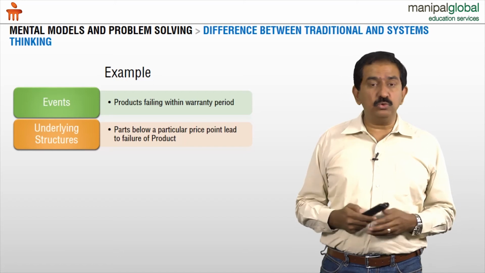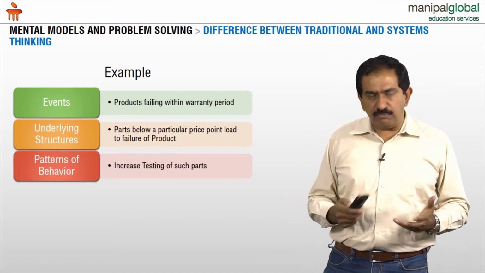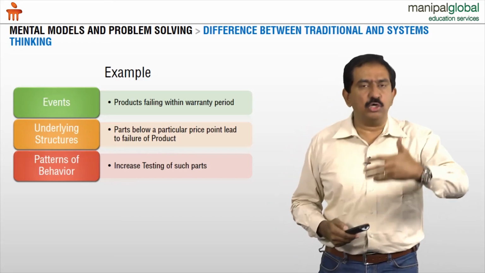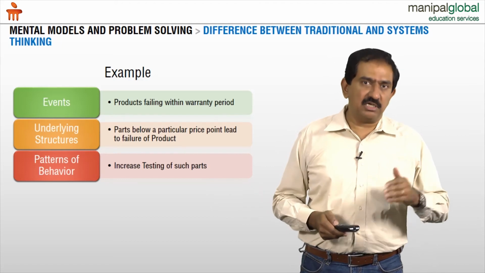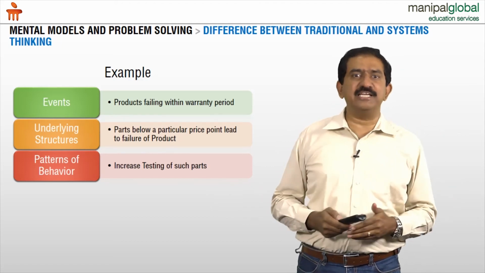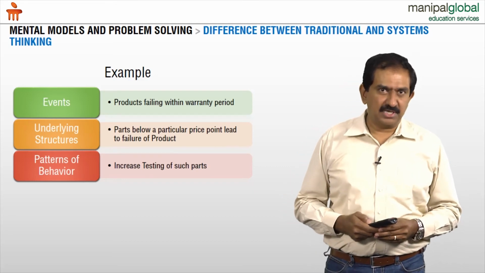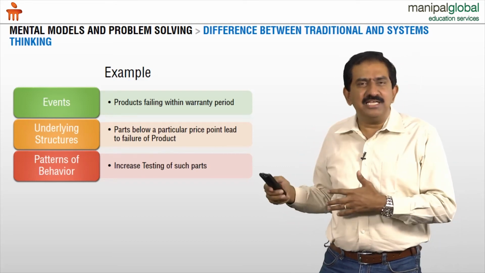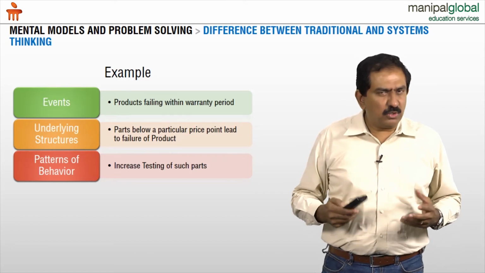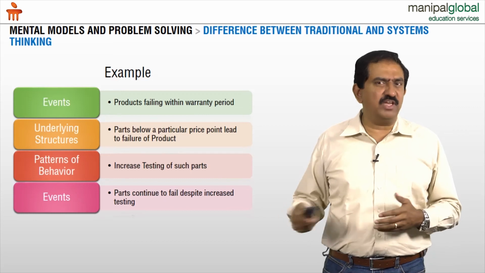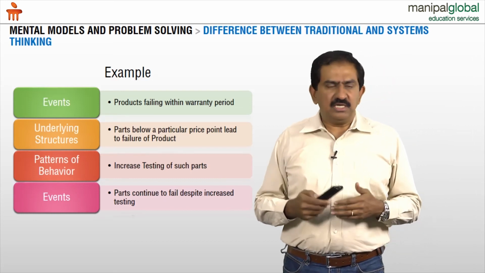And therefore, what do we do? Traditionally, we increase the testing of such components. Hopefully, by increased testing of these low cost parts, we eliminate the defective parts right in the beginning, and what actually gets built into the system is much more robust. But this leads to an unintended consequence. What you now see is parts continue to fail. But the reason now is a little different.